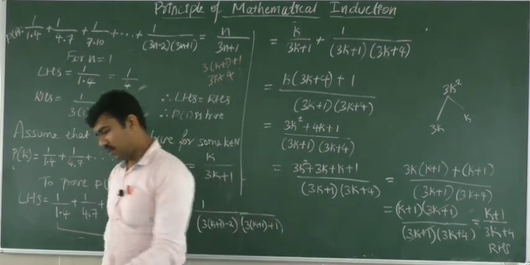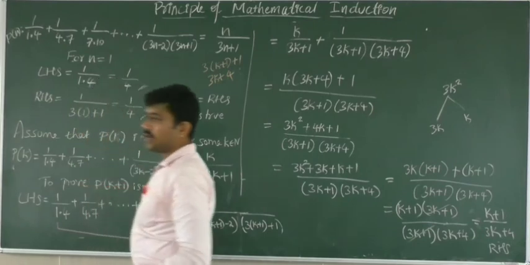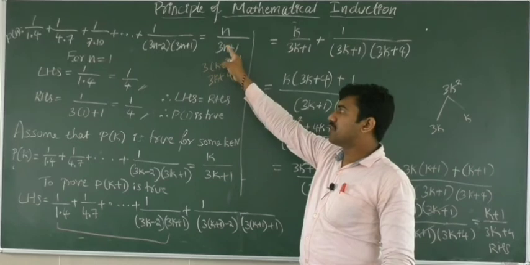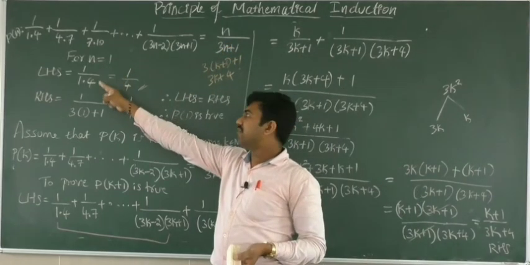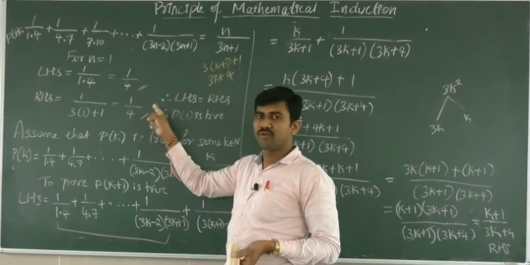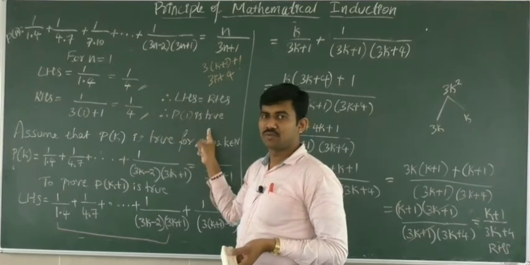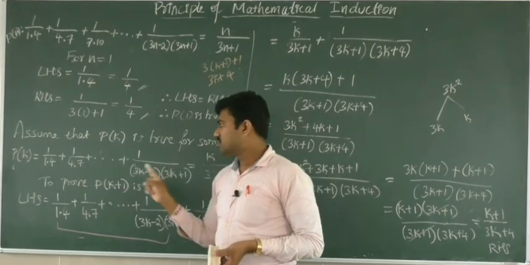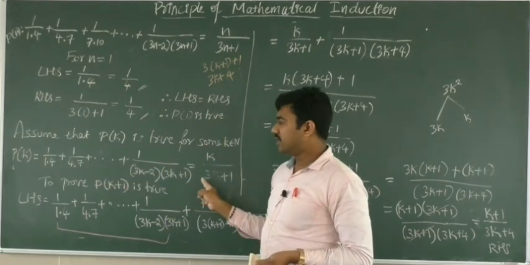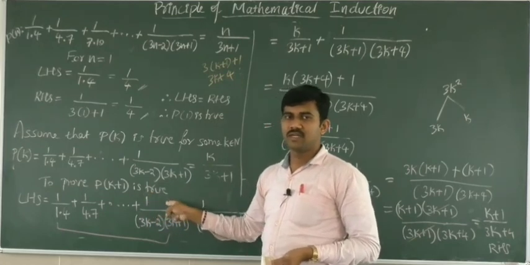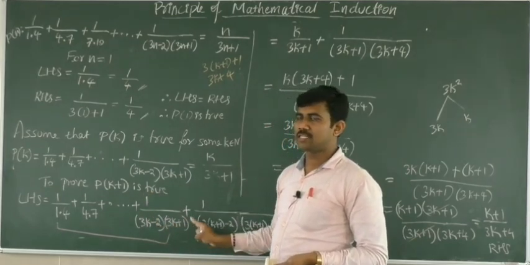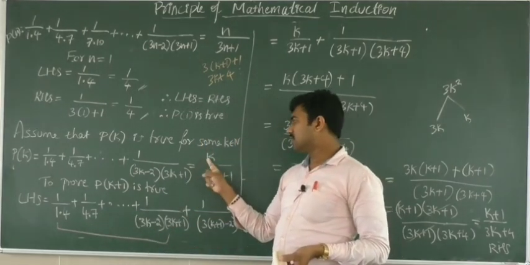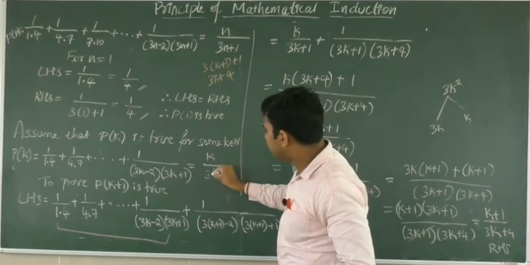Again I will explain this if you want to see. The given statement is of this type. So for n equal to 1, the left hand side is 1 by 4, the right hand side is 1 by 4, hence they are equal, so p of 1 is true. Next we have to assume p of k is true for some natural number k. So we got this statement, and then we need to prove it for p of k plus 1. So consider the left hand side of p of k plus 1, and here the first k terms' value we already assume, that is k divided by 3k plus 1.